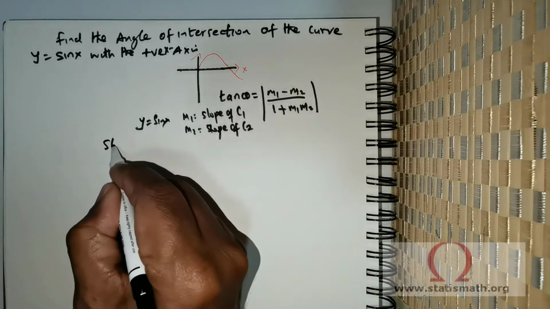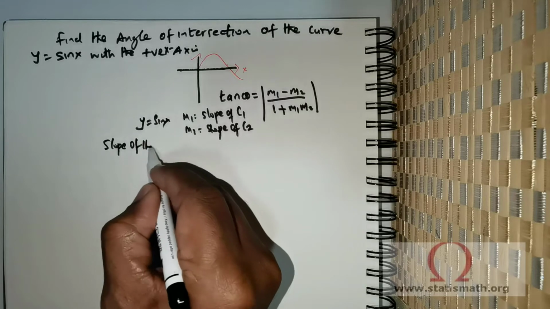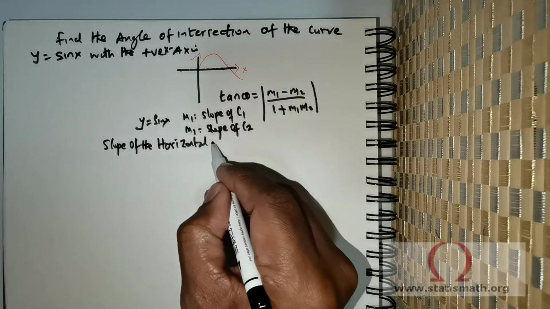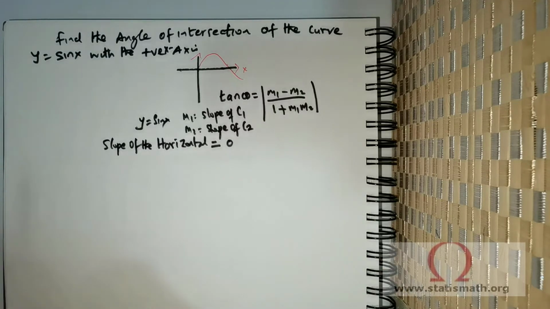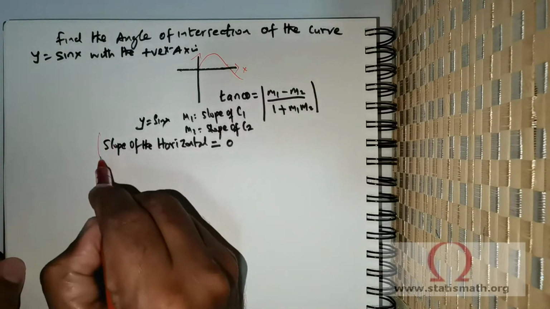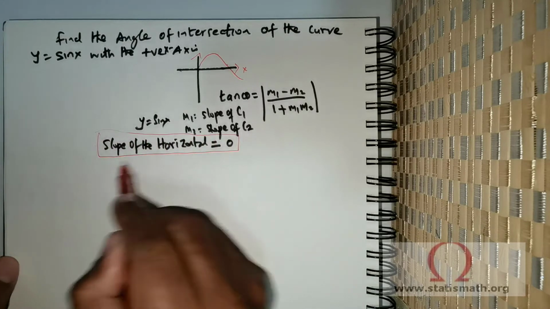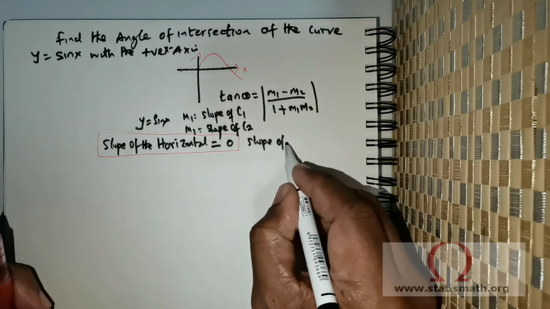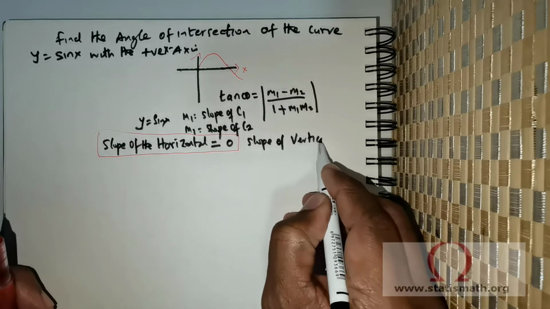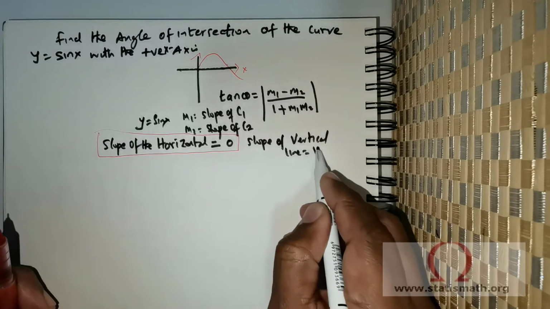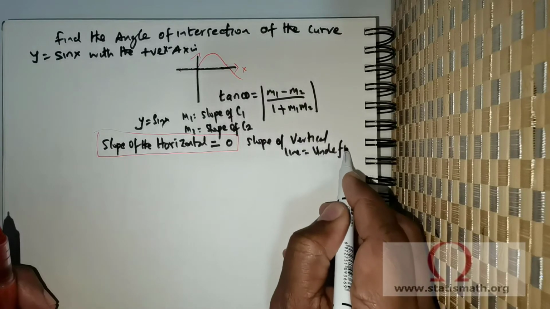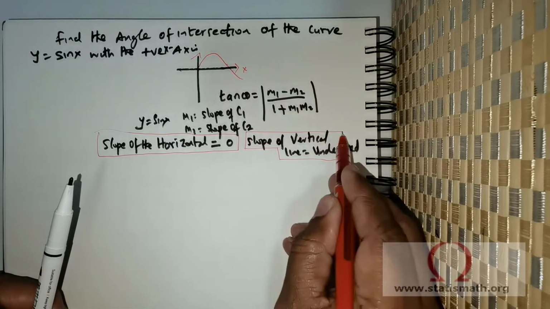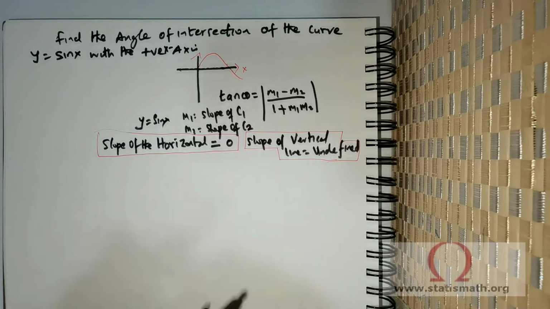Now you have to know that the slope of the horizontal line, that's the x-axis, right, is always equal to 0. This is an important point you have to know. And since I mentioned this, you should also know that the slope of a vertical line is always undefined. Okay, this is just to give you information that is connected with the topic of discussion.